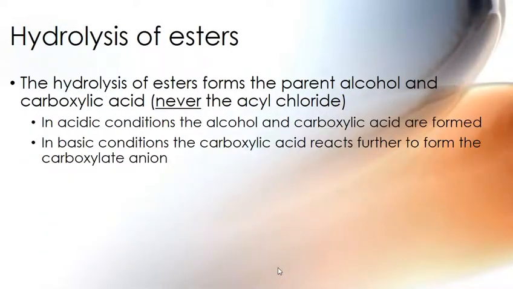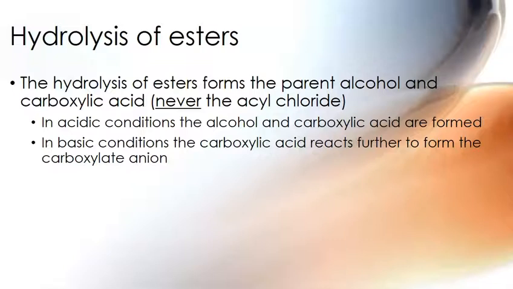So with an ester, when we hydrolyze it, we get the alcohol and the carboxylic acid back again. It never goes back to an acyl chloride, okay? Always goes back to the alcohol and the carboxylic acid. Now, in acidic conditions, you get exactly that, the alcohol and the carboxylic acid, just as you wanted. In basic conditions, because you've got base, OH-, present, then the carboxylic acid will react with the base and will form a carboxylate anion, so it will donate its proton effectively.